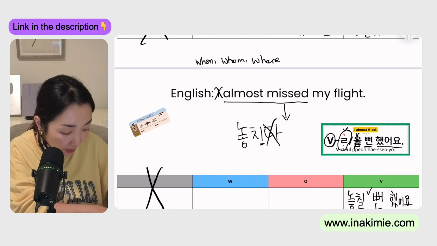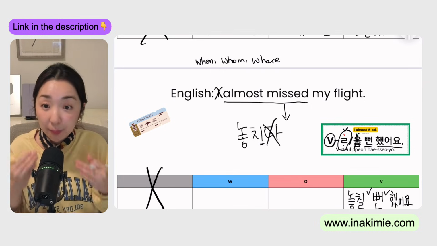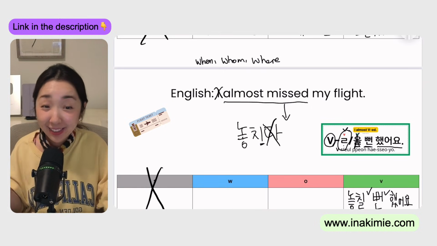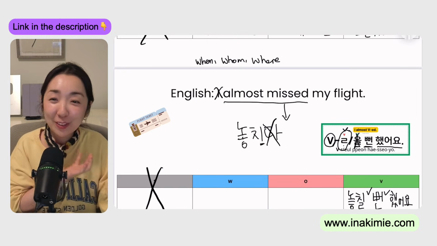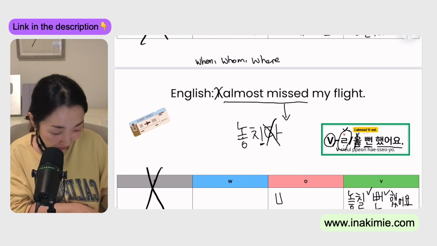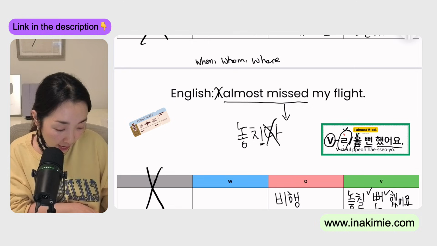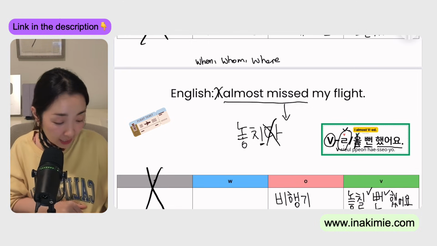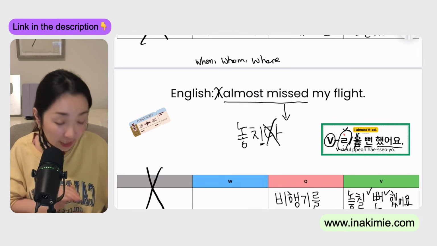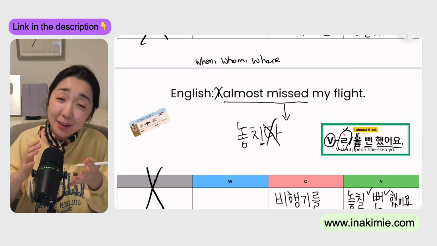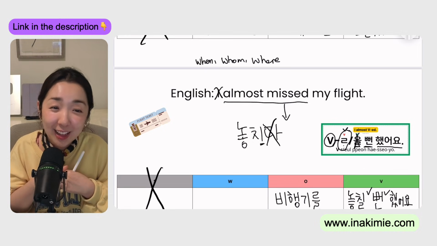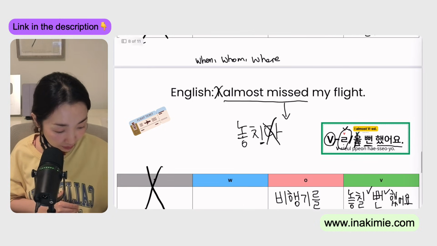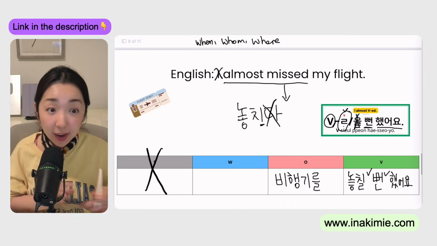So there is a space here, there's a space here. 놓칠 뻔했어요. I almost missed. What did you almost miss? Oh, your flight. Your flight in Korean is 비행기. 비행기 and then object mark it. 비행기를 놓칠 뻔했어요. I almost missed the flight. So let me scroll down just a little bit so you guys can see better.